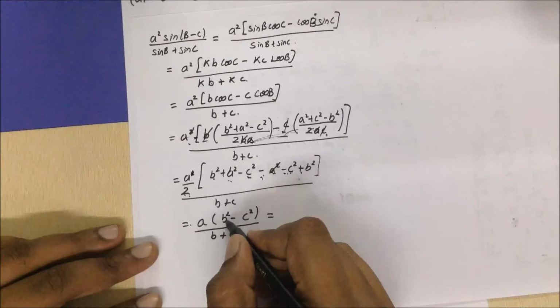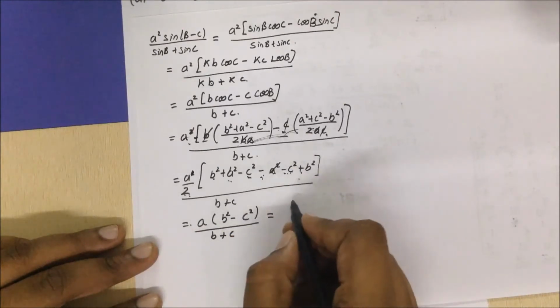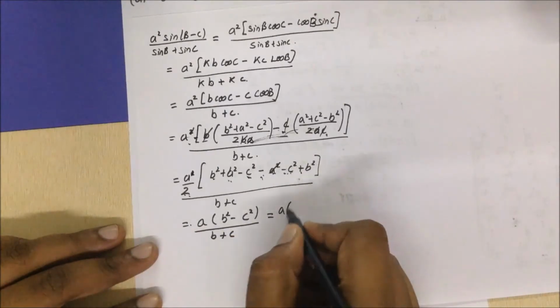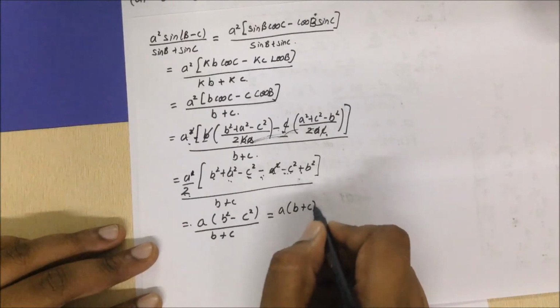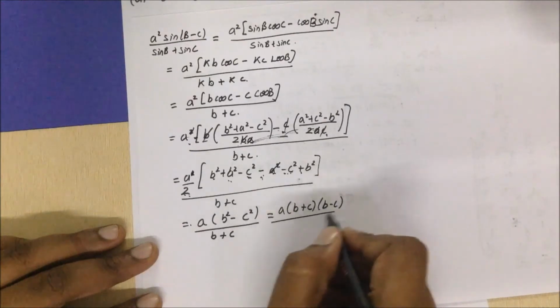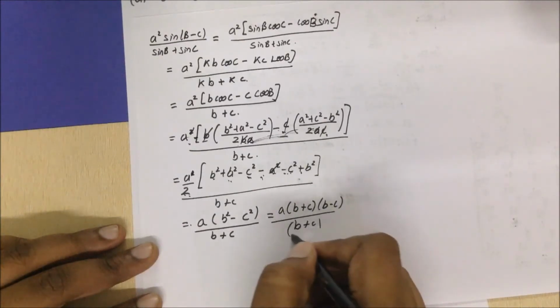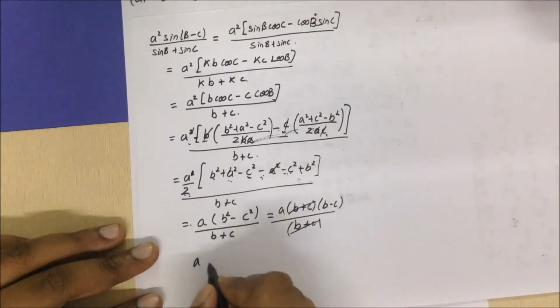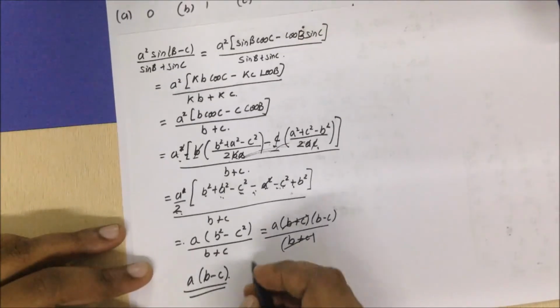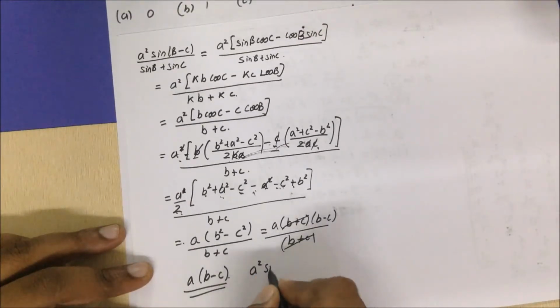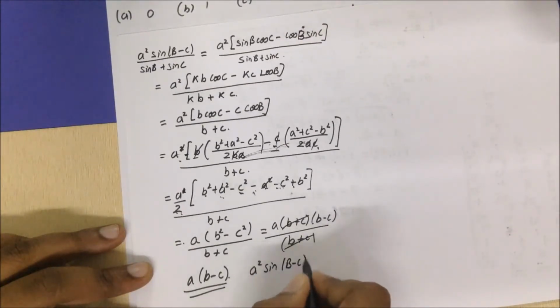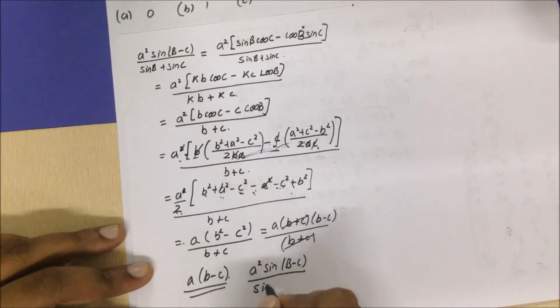So you can apply your a square minus b square form. So that's going to be a into b plus c into b minus c. That gets cancelled with the denominator. So you are having a into b minus c. So what you can relate is for the term a square sine of b minus c divided by sine b plus sine c, you're getting this particular term.